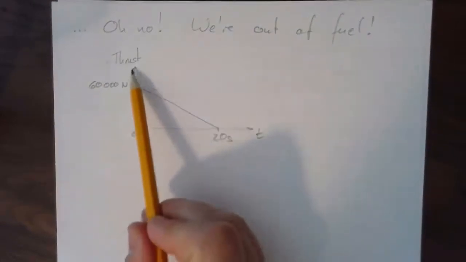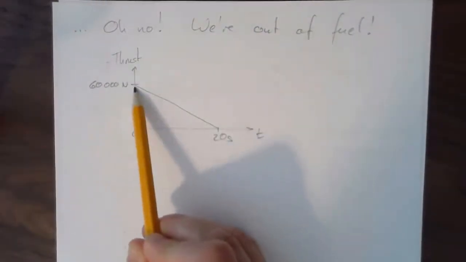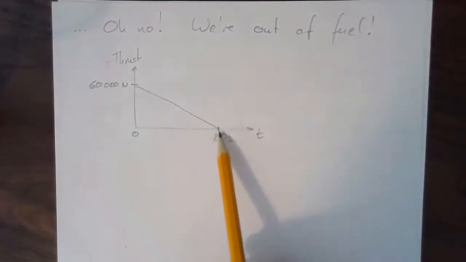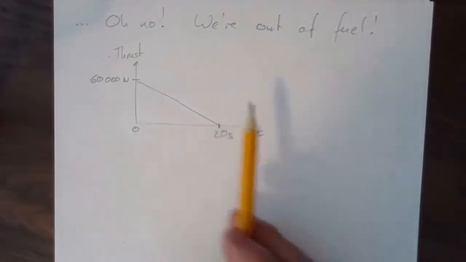And so this is what happens to our thrusters. Our thrusters produce 60,000 newtons, but then, running out of fuel, the thrust decreases, and they stop burning after 20 seconds. 20 seconds later, oh no, they've stopped altogether. They don't put out any more force.